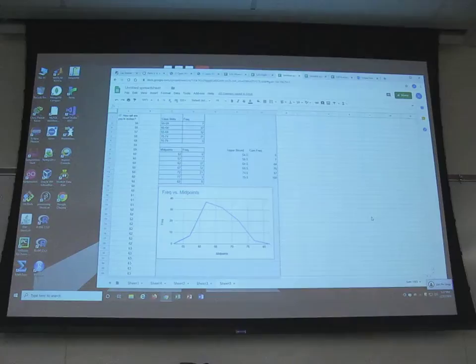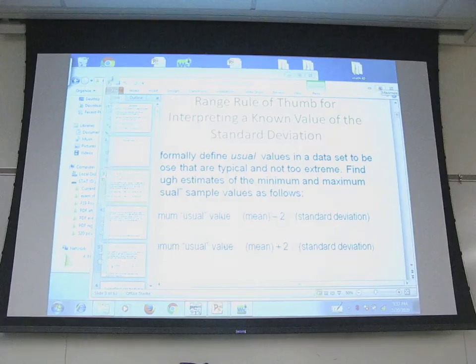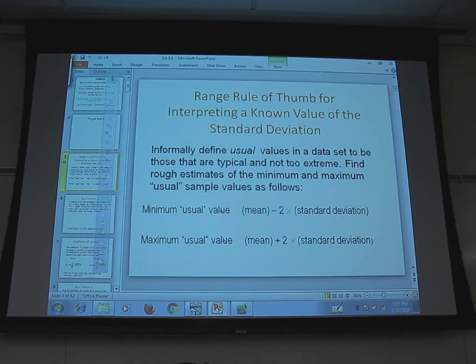So now we're going to talk about the range rule of thumb. And the range rule of thumb is when you have, oh, come on, don't do this. Options, output 2, output 2. Try that. This could be trouble. There we go. Okay. Range rule of thumb.